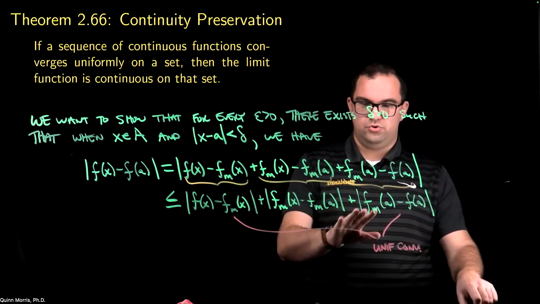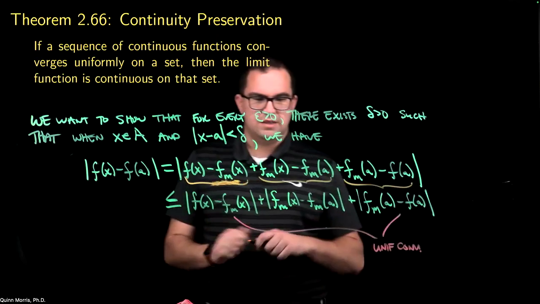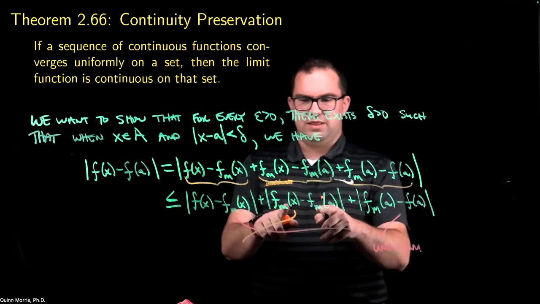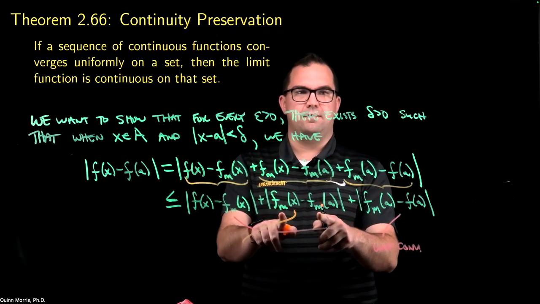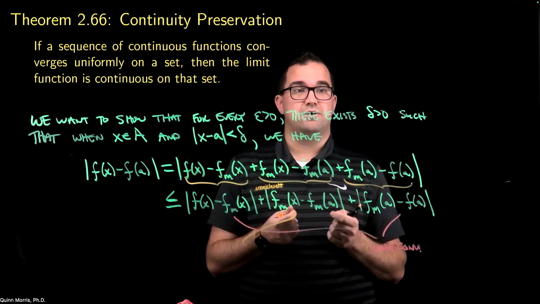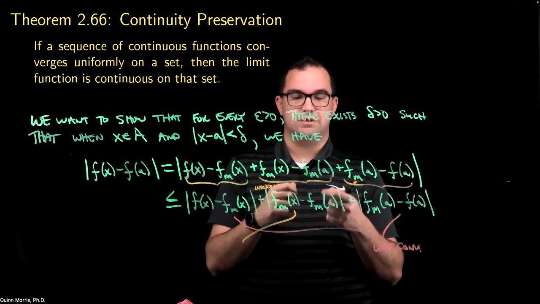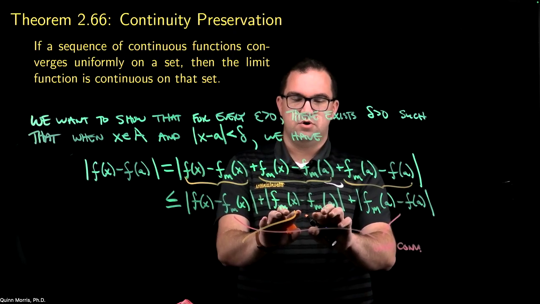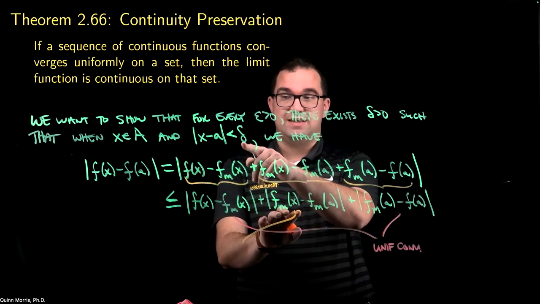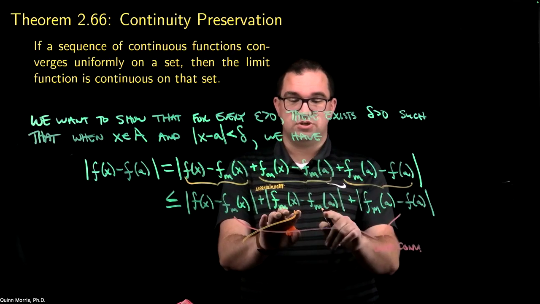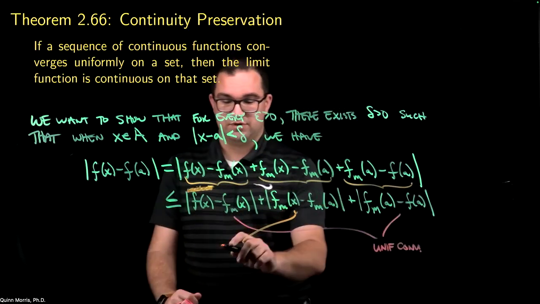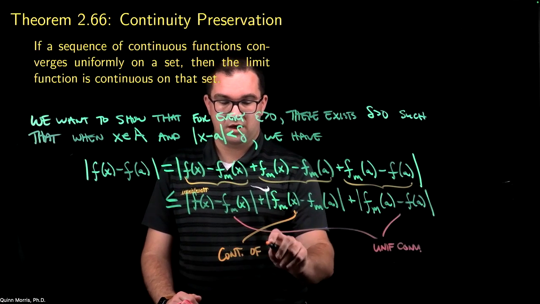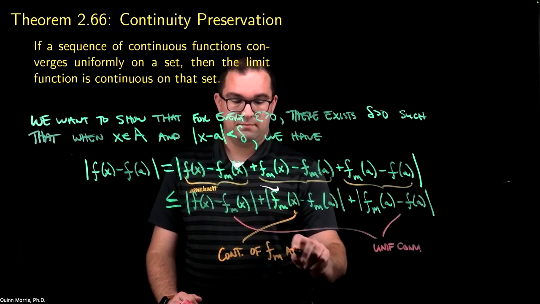So hopefully I can use uniform convergence to control those. Now, what about this middle one? This middle piece is really only about the function f sub m, which is one of my sequence functions. And what do I know about those? I know they're continuous. If this function is continuous, I should be able to choose a delta so that whenever these conditions are satisfied, I can make this difference as small as I'd like. So I'd like to control this by the continuity of f sub m at a.